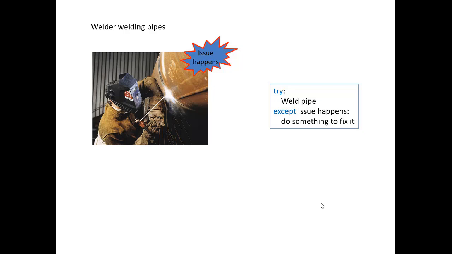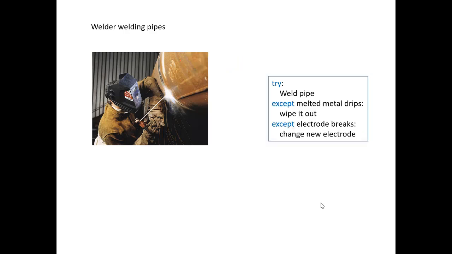Now, if they know what kind of problems may occur that they would like to handle, then they have a plan. And the plan is, I'll try to weld the pipe, except when, for example, there is melted metal dripping, then I stop welding and I wipe out that melted metal. Or if there is a problem with the electrode, the electric arc has an electrode, and the electrode breaks, then I stop welding, of course, and I'll change to a new electrode.